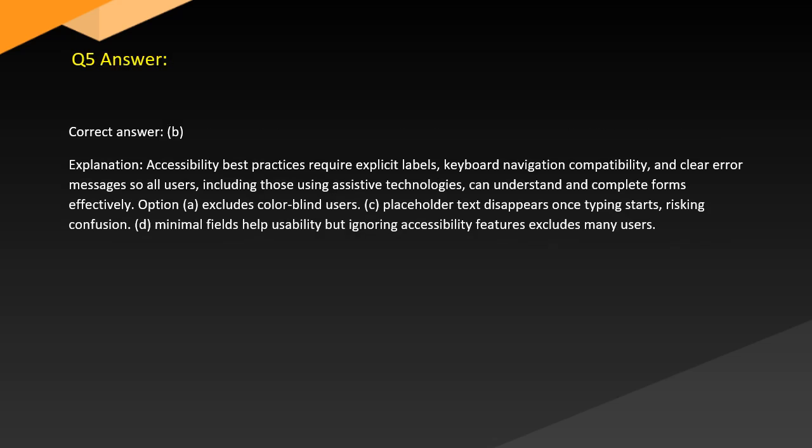Answer. Correct answer, B. Explanation. Accessibility best practices require explicit labels, keyboard navigation compatibility, and clear error messages so all users, including those using assistive technologies, can understand and complete forms effectively. Option A excludes colorblind users. C. Placeholder text disappears once typing starts, risking confusion. D. Minimal fields help usability, but ignoring accessibility features excludes many users.